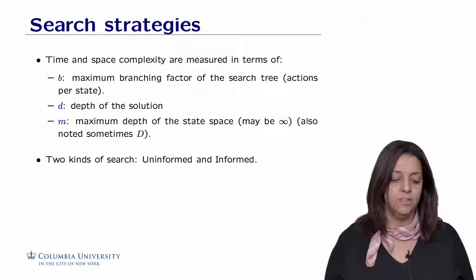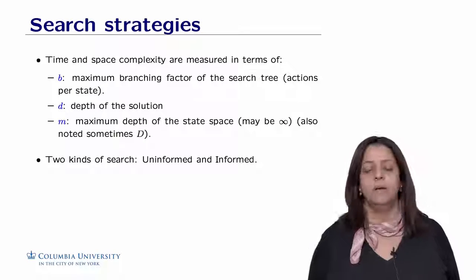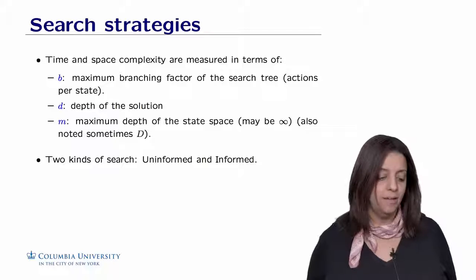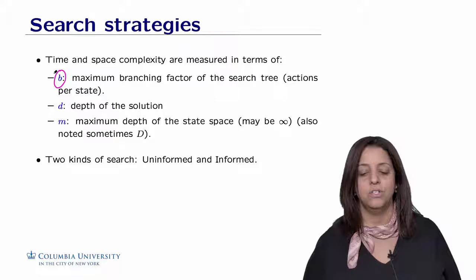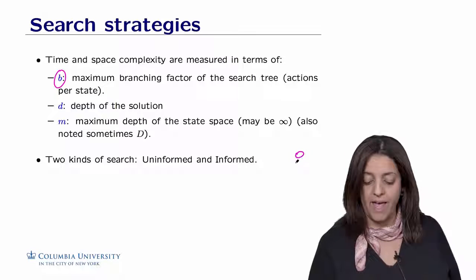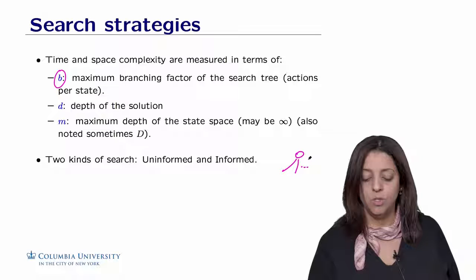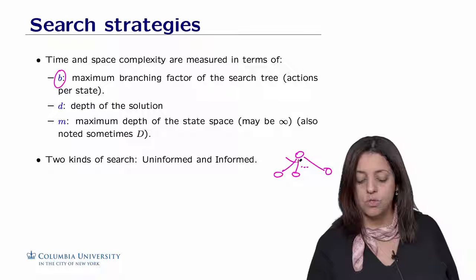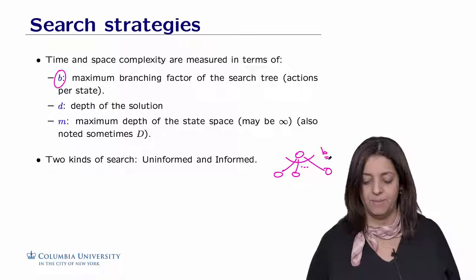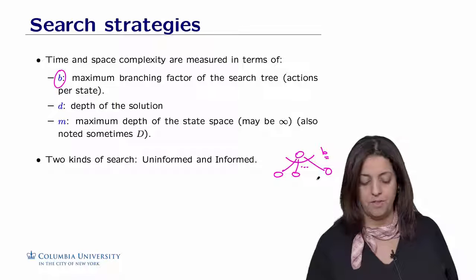Specifically, we are going to measure the time and space complexity in terms of what? In terms of b, which is called the maximum branching factor of the search space. This is the number of actions per state. Suppose we have a node, and from this node we could perform any of these actions to lead to these other nodes. This number is called b, the branching factor, which is the maximum possible from one node to the other nodes.